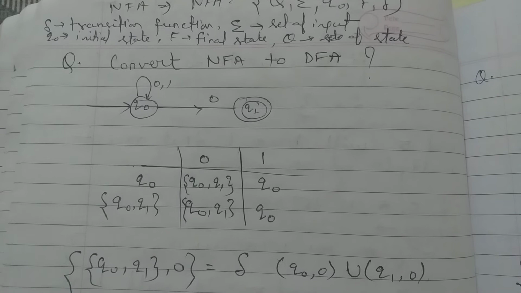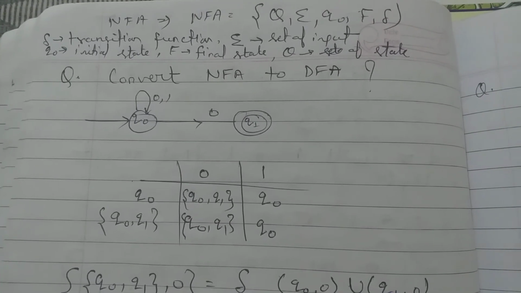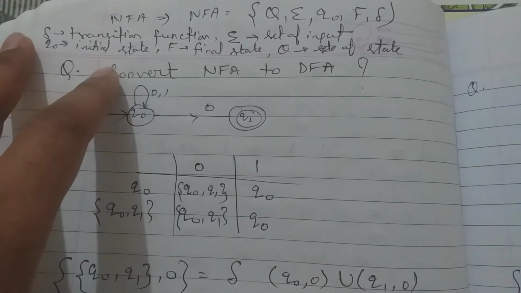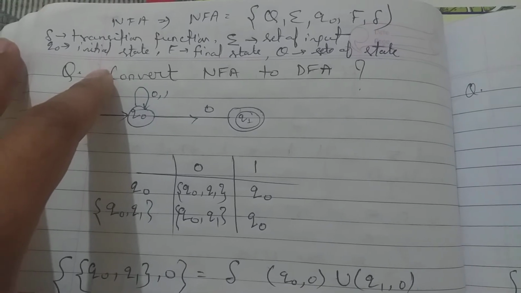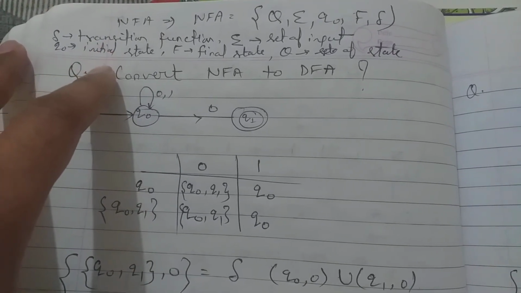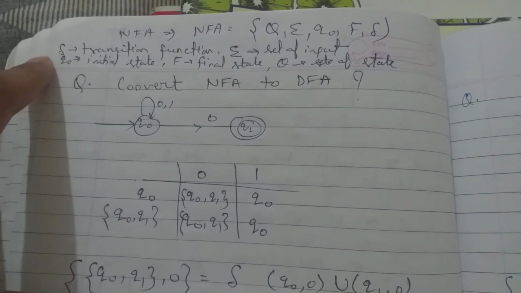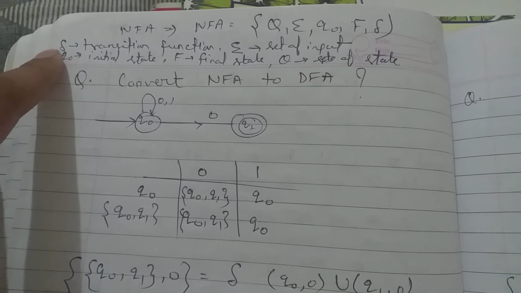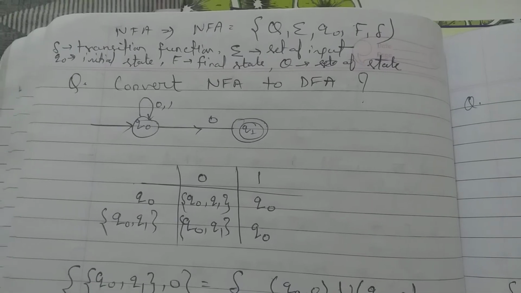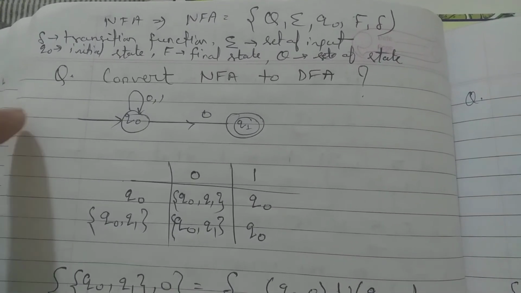In this video, we will learn how to convert an NFA to DFA. So first, we have to know what is NFA. NFA is a 5-tuple finite automata which is non-deterministic. It is also known as non-deterministic finite automata. So what are these 5 tuples? You can see transition function, set of input, initial state, final state, and set of states.